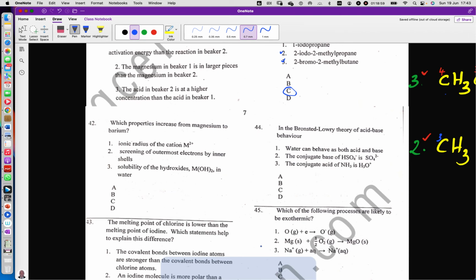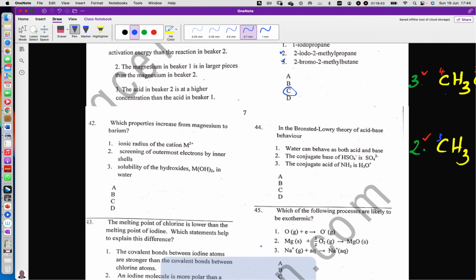Screening of outer electrons by the inner electrons is what we call the shielding effect. That is the protection of the outer electrons from the attraction of the nucleus. As you go down the group, many more shells are being added, so the atom becomes larger. For that purpose, the outer electrons are being shielded from the attraction of the nucleus by the inner shells. You are right, and that increases down the group.